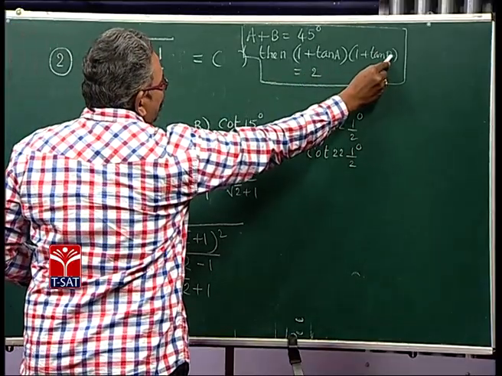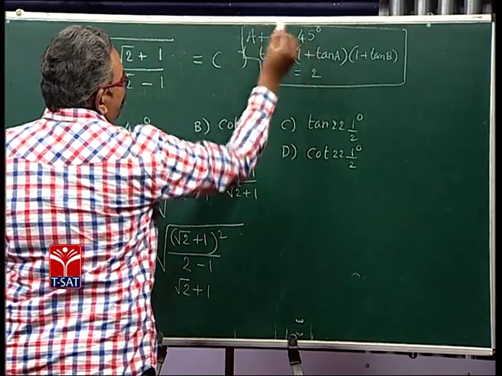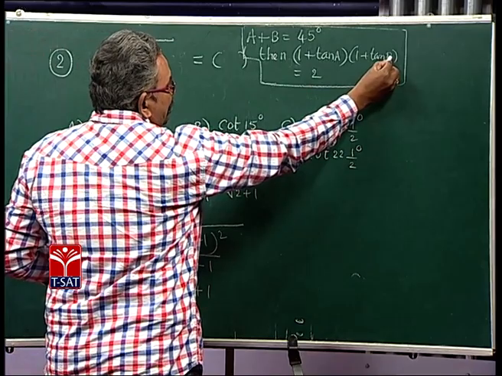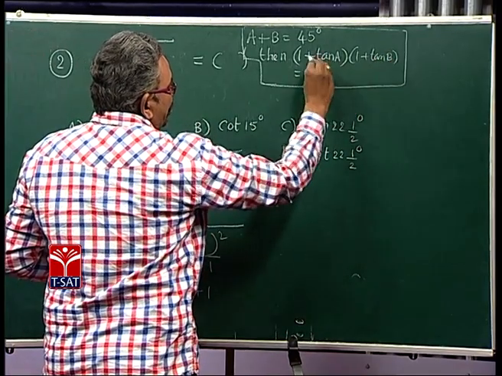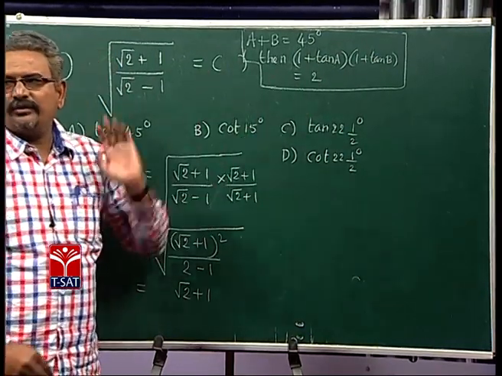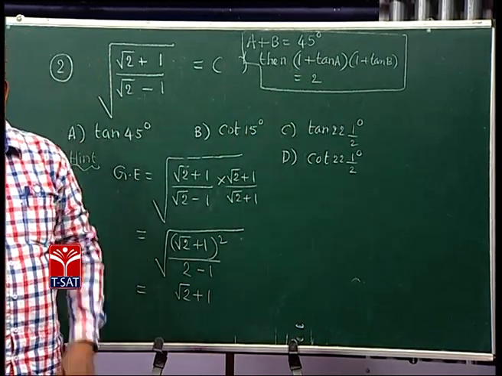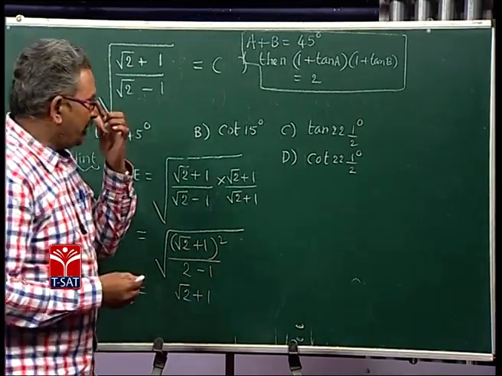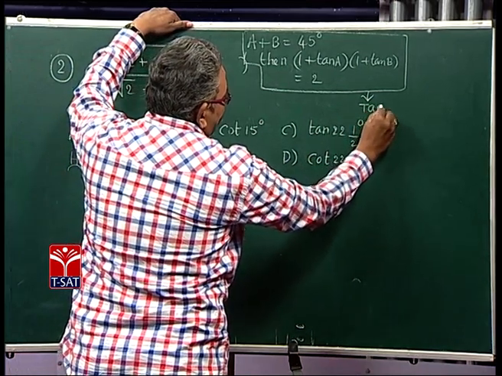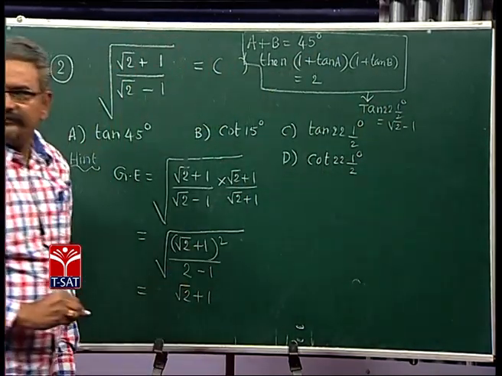Now, you do one thing. If you put B is equal to A, what does it become? B is equal to A means 2A is equal to 45, A becomes 22.5. Here B becomes A, 1 plus tan A into 1 plus tan A, (1 plus tan A) whole square. So (1 plus tan A) whole square is equal to 2. 1 plus tan A becomes root 2. Tan A is root 2 minus 1, where A is 22.5. So from this you remember this formula: tan 22.5 degrees is equal to root 2 minus 1.